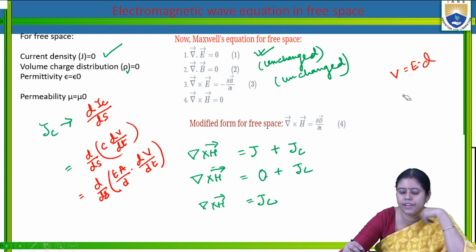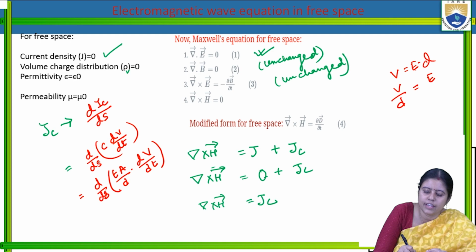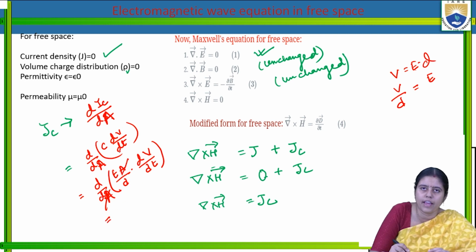So what is the meaning of V by d? V by d is nothing but the E. So dS means the area, so we can write it A also, current area. So dA cancels out, so it is coming as V by d is equal to E. So d by dt of dV by d is equal to E.